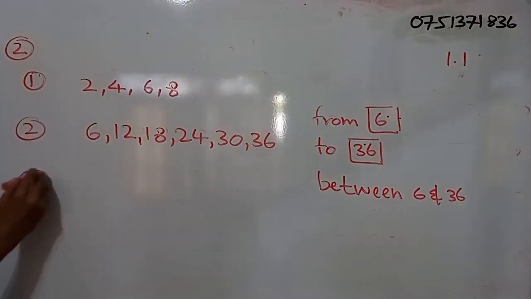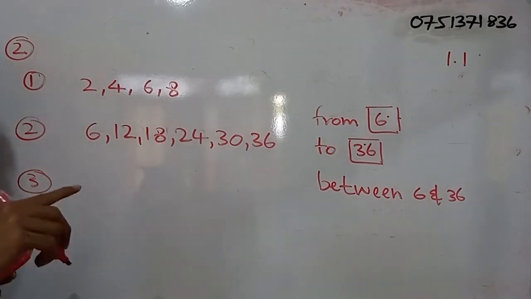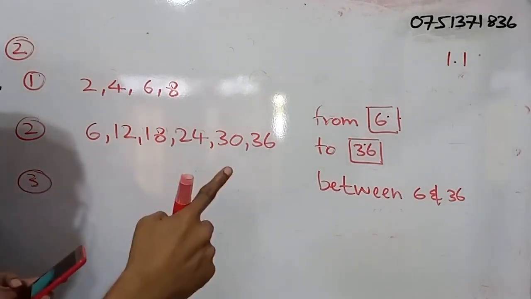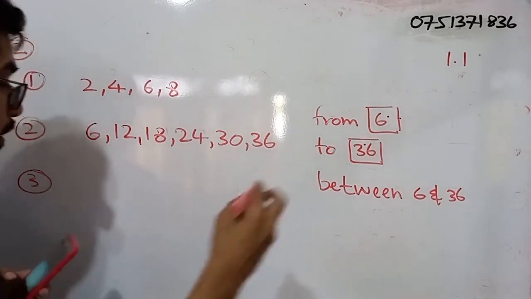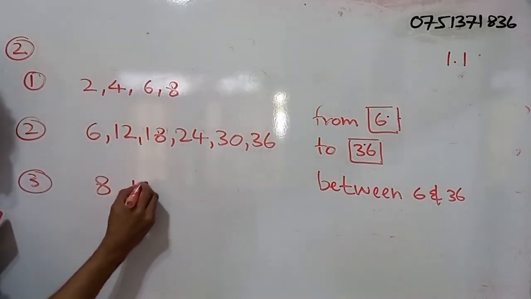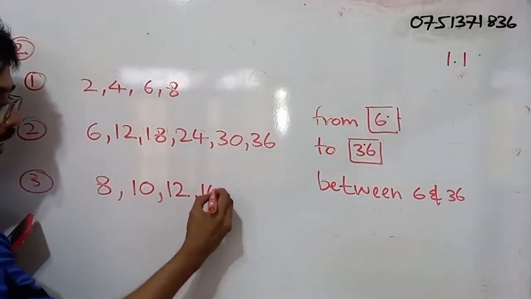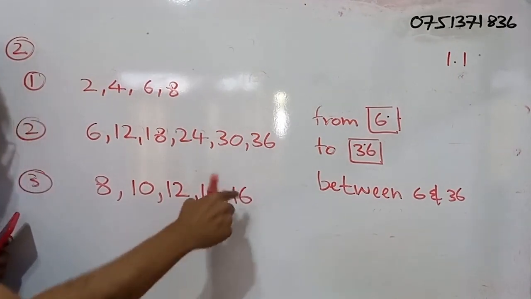Part 3. The number pattern of the even numbers greater than 7 written in ascending order. So we have to write down the number pattern of even numbers, but it should be greater than 7. Right? Even numbers. 8, 10, 12, 14, 16 and so on.